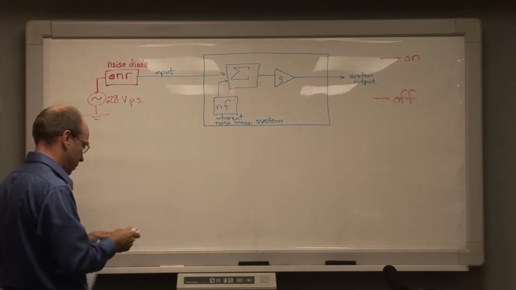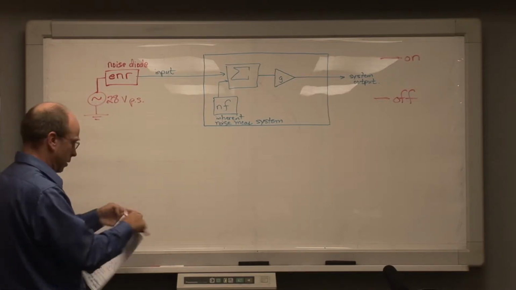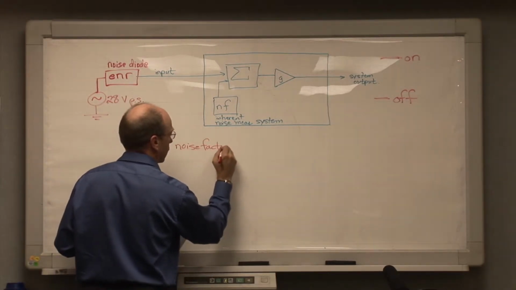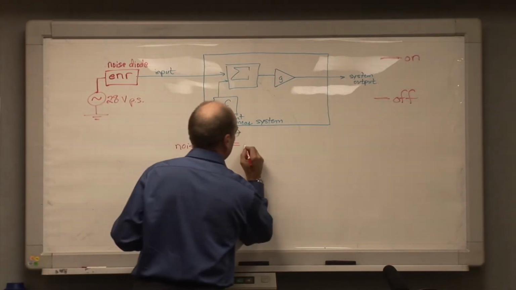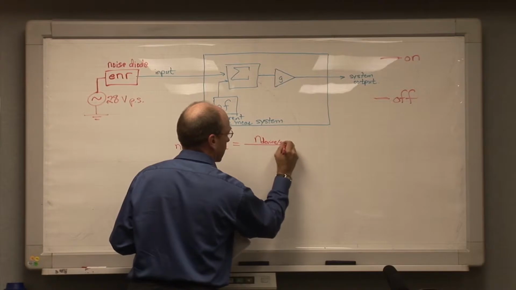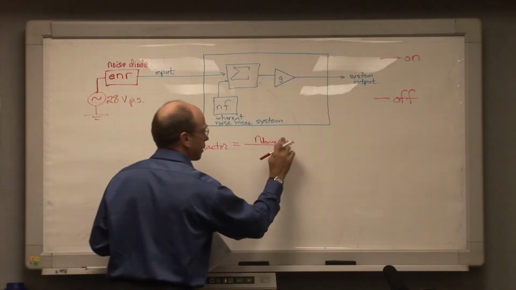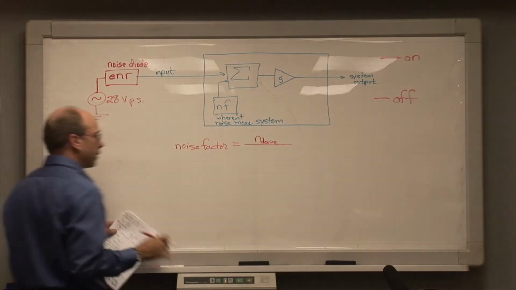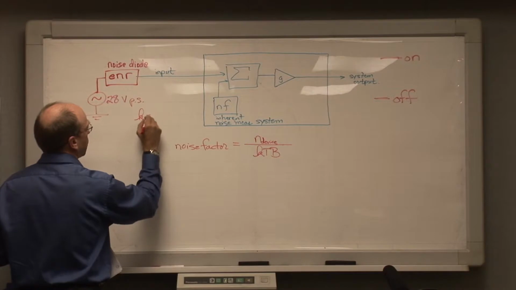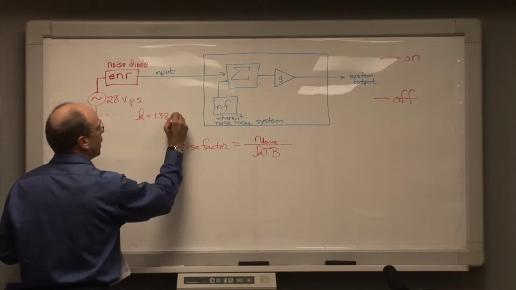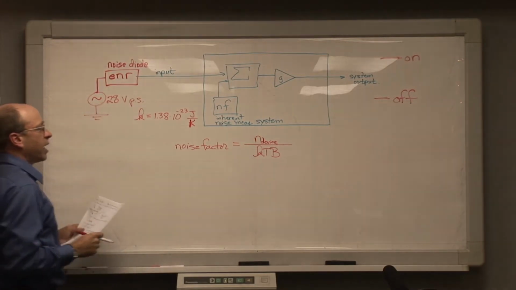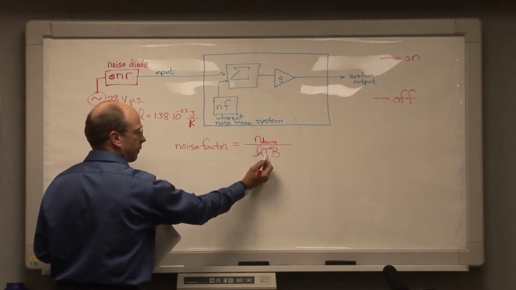Now, definitions. Okay, first of all, first item to define is noise factor. Noise factor is the ratio of noise power in the device or the system, whatever you want to call it, divided by the thermal noise, KTB. And you remember, of course, that K is Boltzmann's constant, which is approximately 1.38 times 10 to the minus 23 joules per degree Kelvin. B is the bandwidth of the system, T is the system temperature in degrees Kelvin.